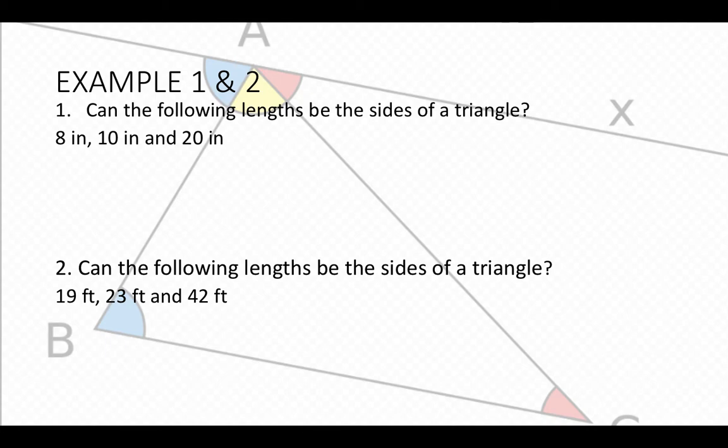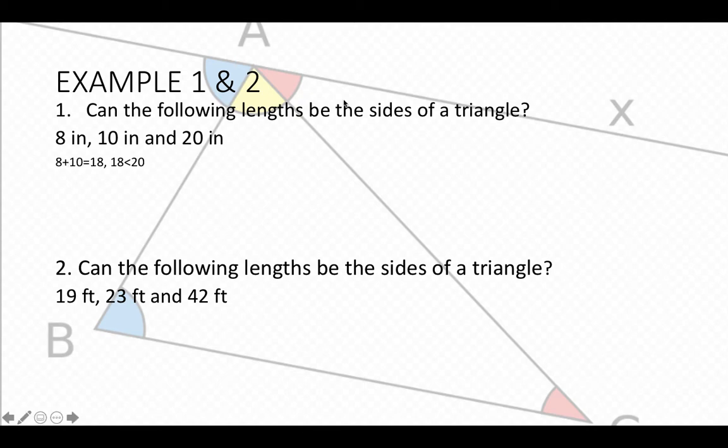So here's the first 2 examples, 1 and 2. Can the following lengths be the sides of a triangle? 8 inches, 10 inches, and 20 inches. So this goes back. When we add the 2 sides together, is it going to be bigger than the third? Because if it is for all 3 sides, then we have a triangle. So let's go through and look at this.